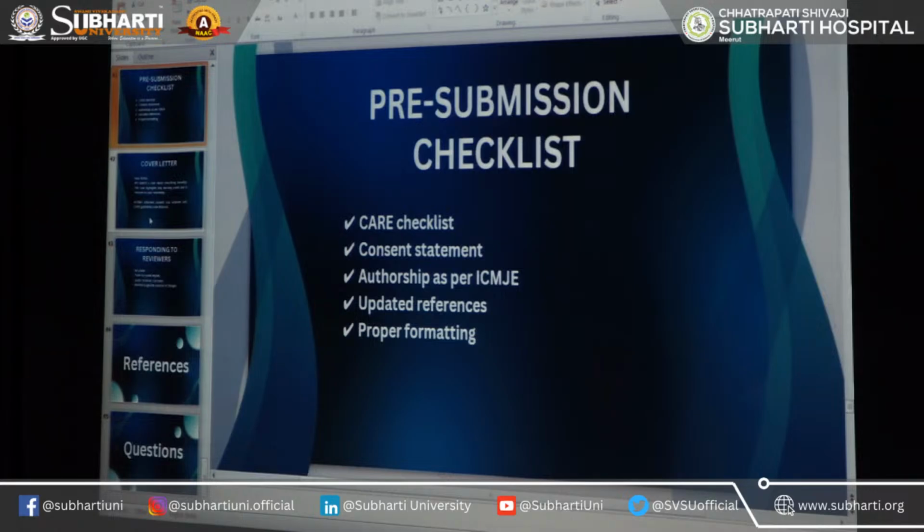Then you must have a pre-submission checklist. Now, there must be the CARE checklist, which we discussed. If that is included, at least your structure is sorted. That is something which most journals require now, so that must be fulfilled.